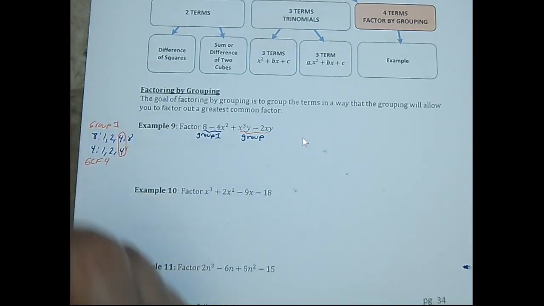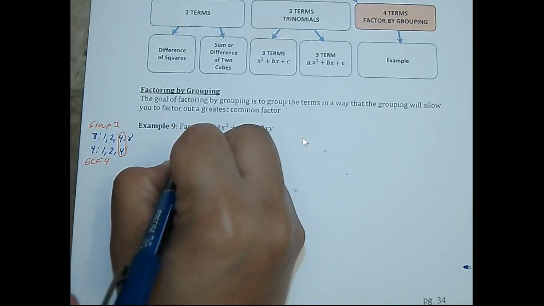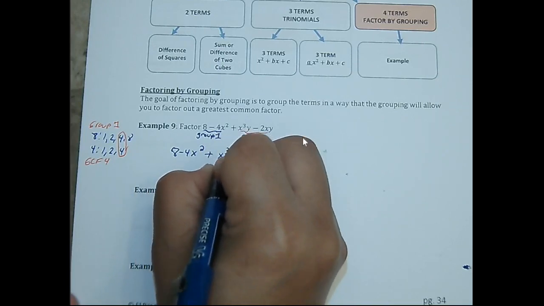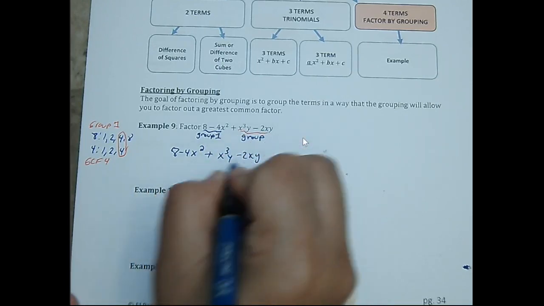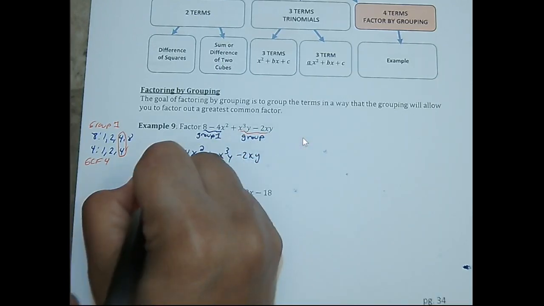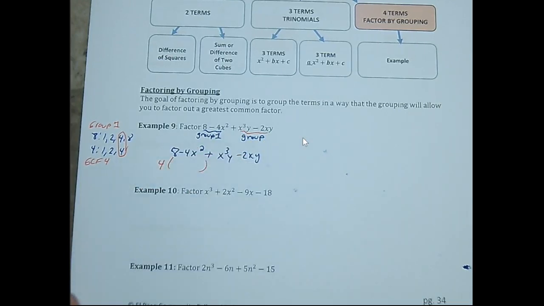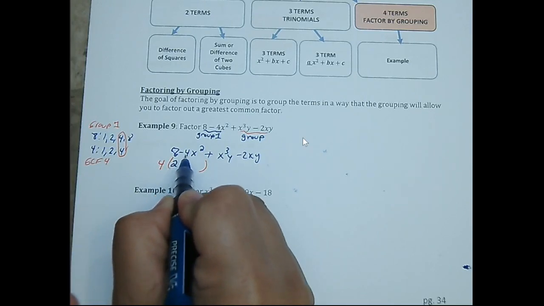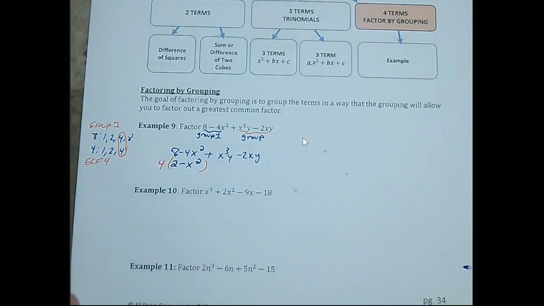Okay, so we take our polynomial, and we're going to factor out a 4 from this group 1. So 8 divided by 4 is 2. 4 divided by 4 is 1. And so we end up with 4 parentheses 2 minus x squared.